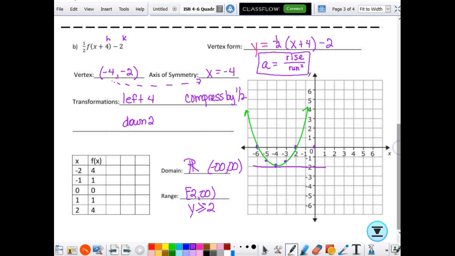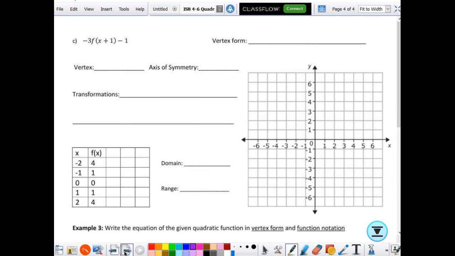Okay, now let's do reflections. So I see a negative in the front. We're going to rewrite this: y equals negative 3 times (x plus 1) squared minus 2. What is the vertex? It's going to be the opposite of the h and then the k just like it is. Okay, the axis of symmetry is x equals negative 1.